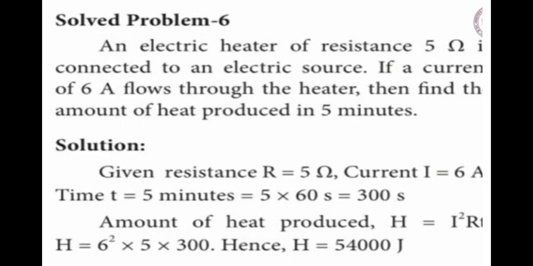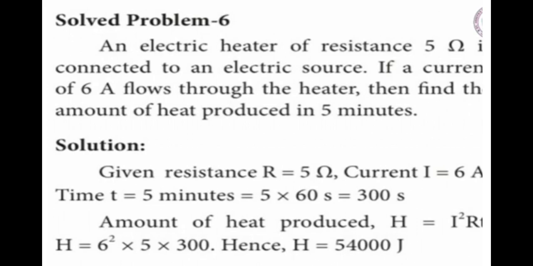Now solve problem 6. An electric heater of resistance 5 ohm is connected to an electric source. If a current of 6 ampere flows through the heater, then find the amount of heat produced in 5 minutes. Here the electric heater resistance is what? 5 ohm. Always resistance is measured in the unit ohm. This is connected to an electric source. If a current of 6 amperes flows through the heater, now current is what? 6 ampere.